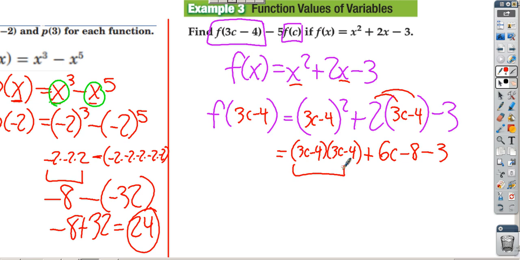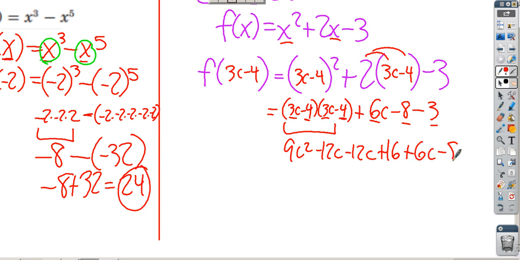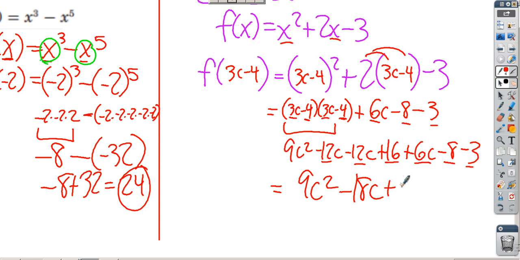This right here, when you FOIL it, 3c times 3c is 9c squared. 3c times minus 4 is minus 12c. The inside terms will be minus another 12c. And then minus 4 times minus 4 is 16. And we have to include these terms that we had before. When we combine all of these like terms, we have 9c squared. We have minus 12c, that's minus 24c, plus 6c would be minus 18c. And then we have 16 minus 8, which is 8. 8 minus 3 would be positive 5.